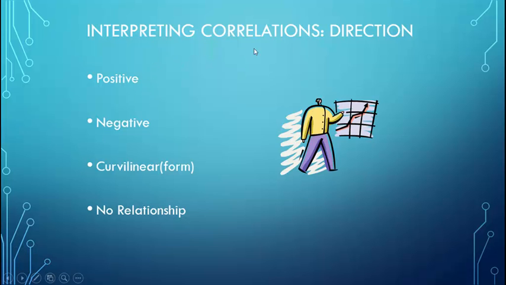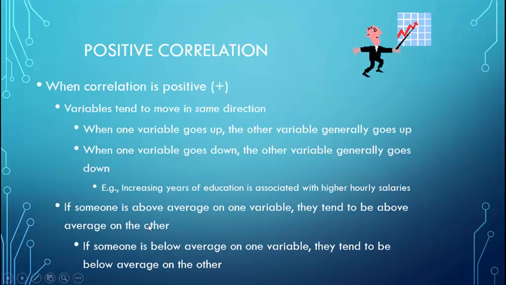Starting first with just direction, that's looking at just, is the correlation coefficient that SPSS gives you a positive number or a negative number? So totally ignoring the actual number, all you're looking at is whether it is positive or negative. If it's positive, we have a positive correlation. If it's negative, we have a negative correlation. And we're going to talk about two special cases as well, a curvilinear relationship or no relationship.